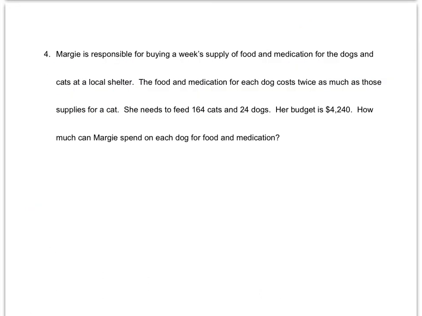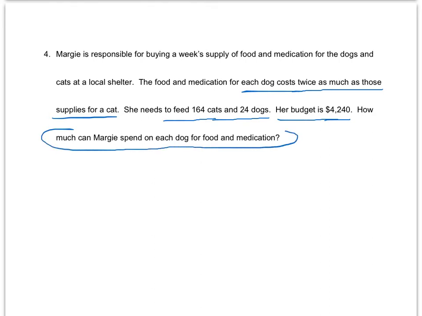Okay, let's look at number 4. Margie is responsible for buying a week's supply of food and medication for the dogs and cats of the local shelter. The food and medication for each dog, so for each dog, costs twice as much as those supplies for the cat. Okay, she needs to feed 164 cats and 24 dogs. Okay, her budget is $4,240. How much can Margie spend on each dog? And I'm going to circle the dog because we're really focused on dogs, not cats, for food and medication.